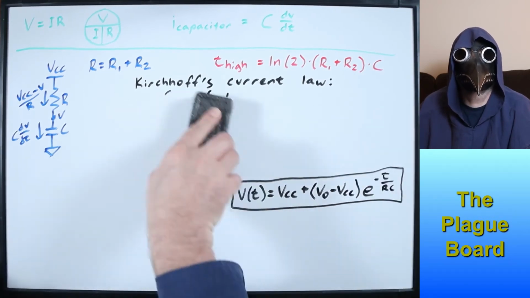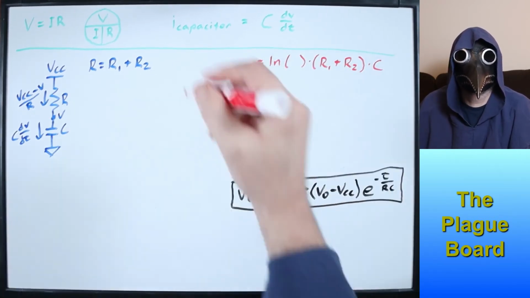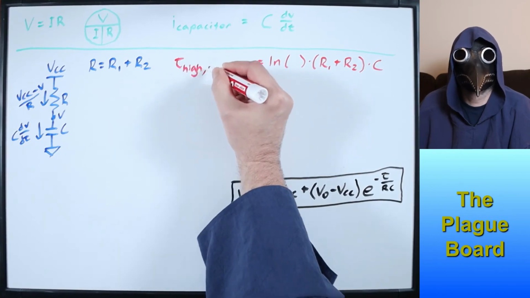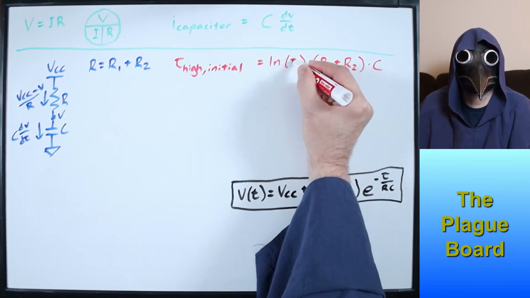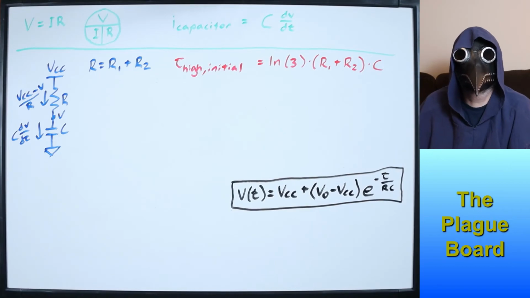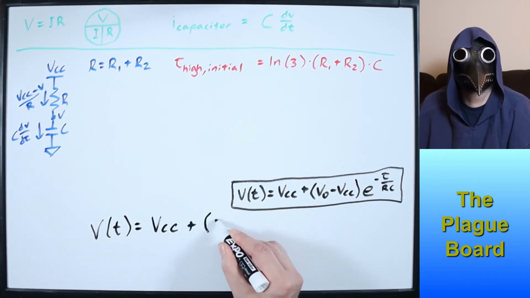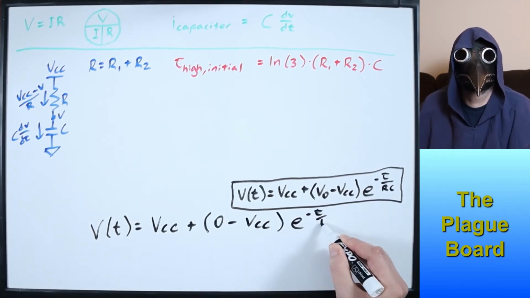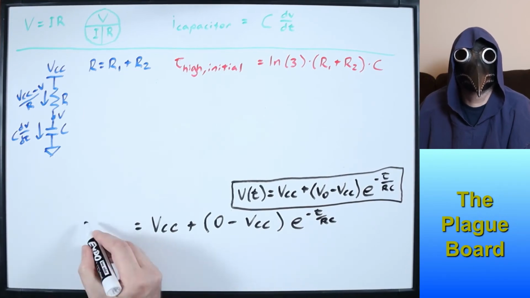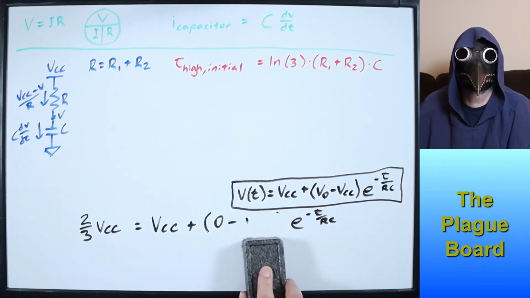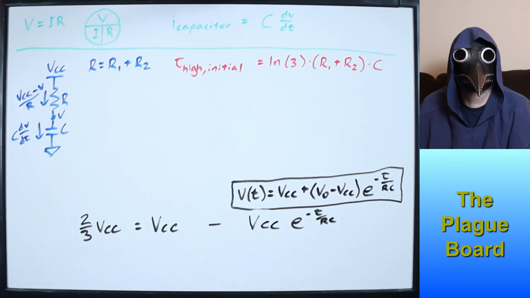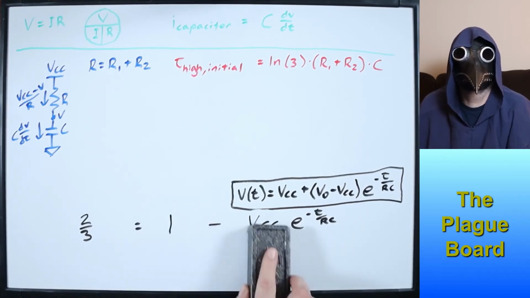Now, the third formula was the initial time high equal to the natural log of 3 times the sum of R1 and R2 times C. The initial time high is the same as the normal time high, except we start charging from 0 volts instead of 1/3 VCC. So, we can start with the equation we saved and adjust the initial starting voltage to 0. We'll start by charging to 2/3 VCC. We can get rid of the plus and 0 and divide both sides by VCC.